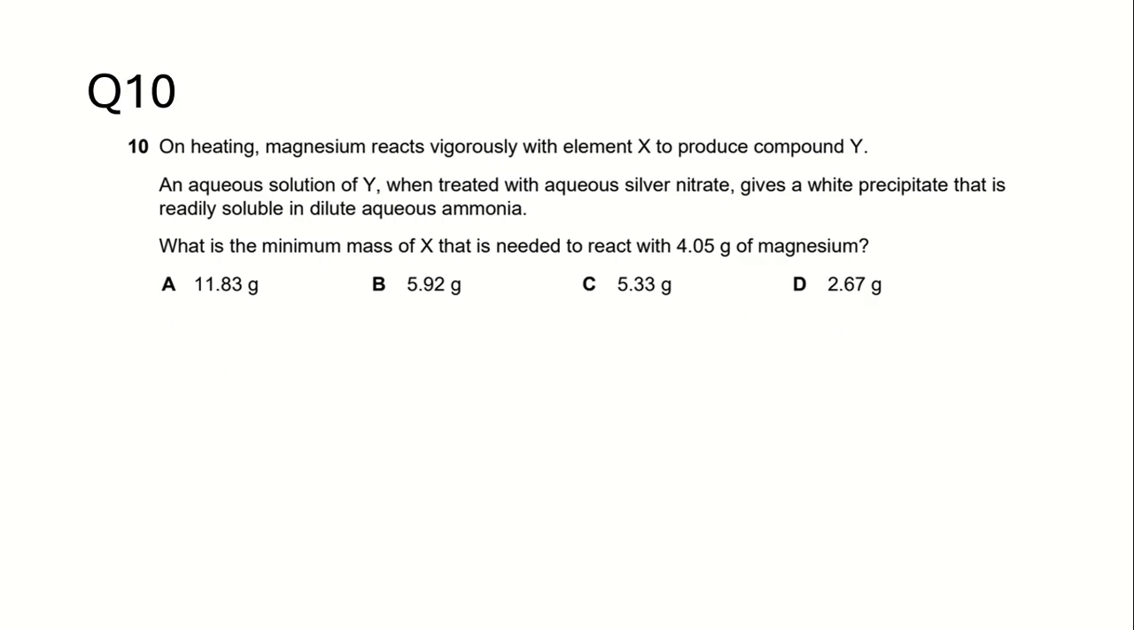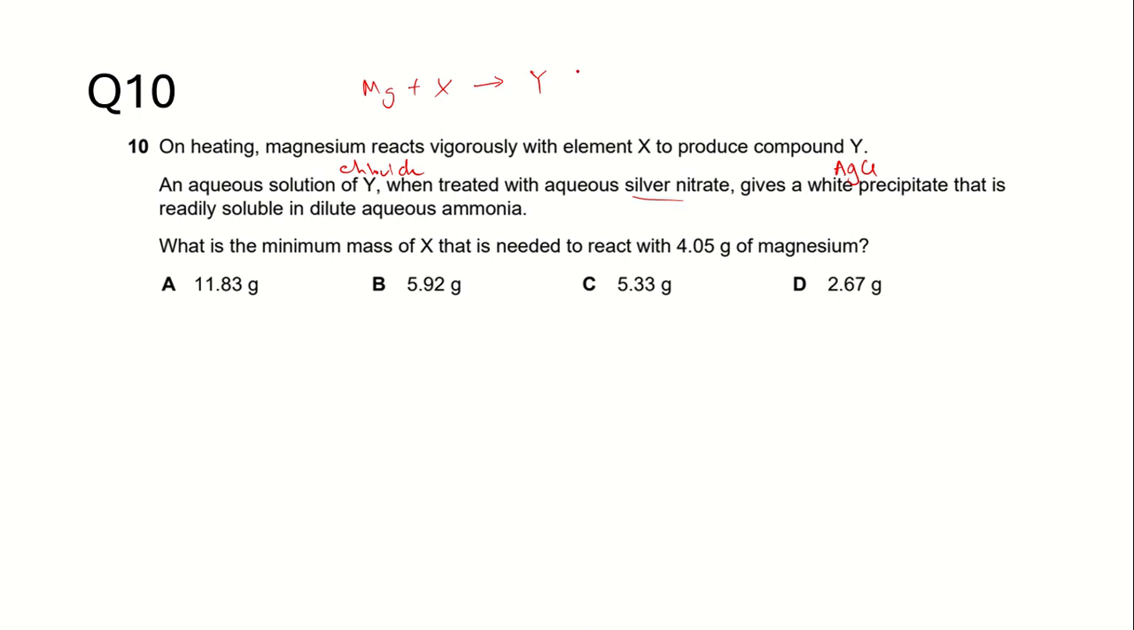Now, question 10 is a calculation question. On heating, magnesium will react with element X to form compound Y. An aqueous solution of Y when treated with aqueous silver nitrate gives a white precipitate. Something reacts with silver nitrate and gives white precipitate. That white precipitate is AgCl. So Y is a chloride.